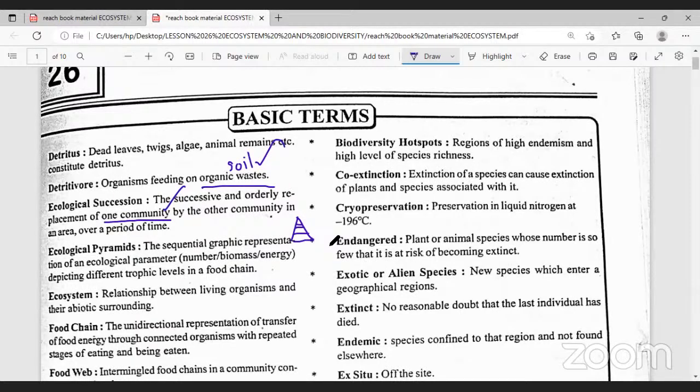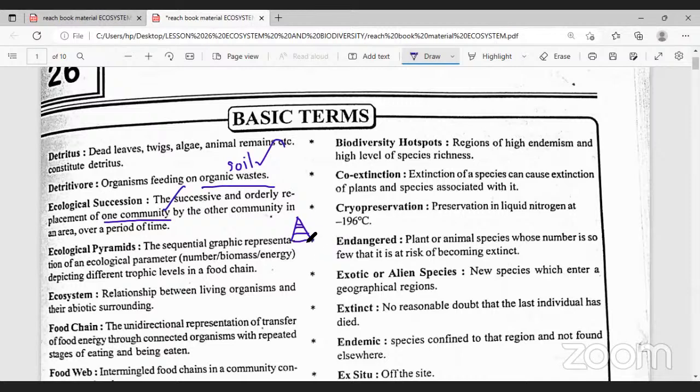Ecological pyramid, see here: the sequential graphical representation of an ecological parameter. Take an example. What is my parameter? Grasses are one parameter. Grasshopper is also one parameter. Rat and other things also. Eagle, snakes, lion, tiger, deer, whatever it may be, each animal is considered a parameter.